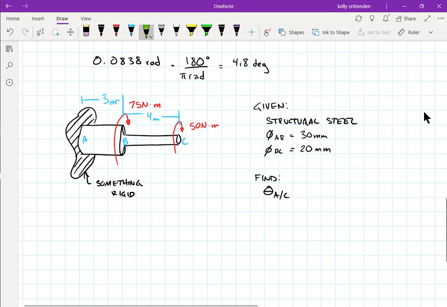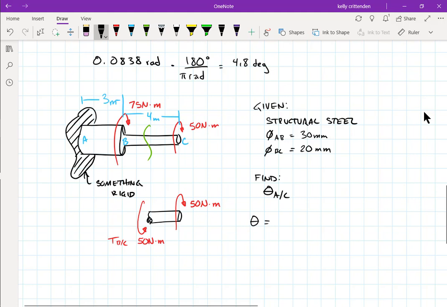So what I would normally do is I would start at the free end and work my way back towards the wall. So I would cut open section BC and draw its little free body diagram. It has the 50 Newton meter torque applied at C, and so the internal torque also has to be 50 Newton meters for that section BC to be in equilibrium. So this is the torque in BC. And then if I'm doing angle of twist, so I'm not doing my stress calculations right now, I'm doing angle of twist.